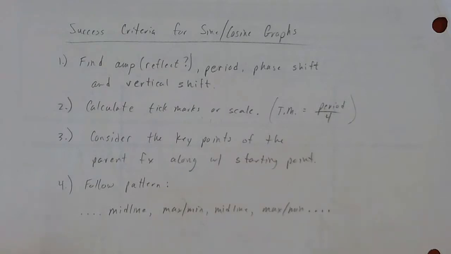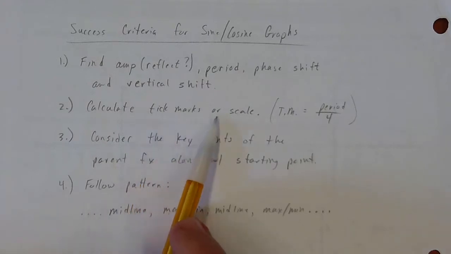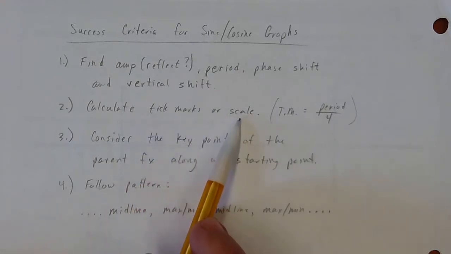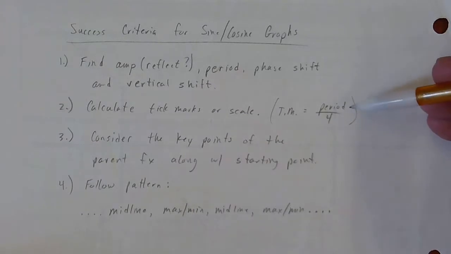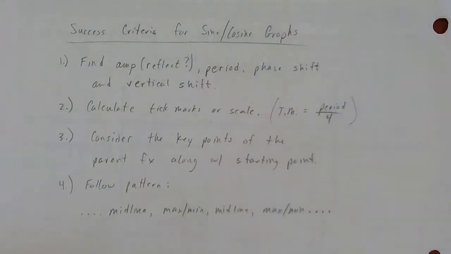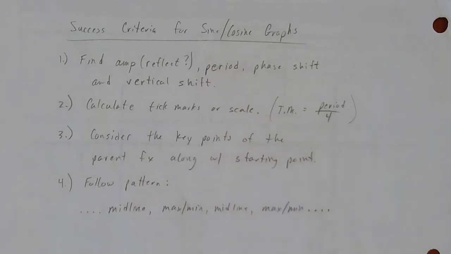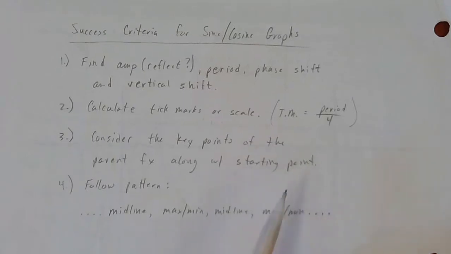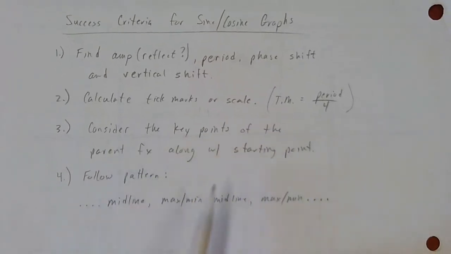Okay, we haven't had to find the tick marks yet. I already kind of covered it though in the second column. Calculate tick marks, or sometimes called the scale marks. What we do is we take whatever period we found in the first step and we divide that by 4. It's just a good, convenient way to break it up, and it gets the maxes and the mins and the midlines. Okay, and then we'll consider the key points of the parent function along with the starting point. Because remember, sine starts at the origin and cosine starts up at 1 on the y-intercept, okay? So we have to remember the starting point.